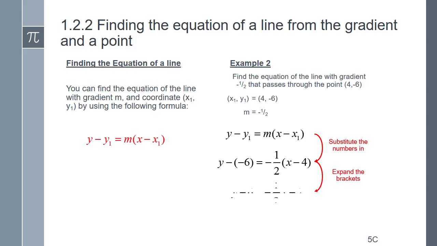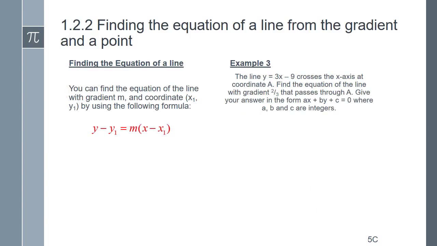Let's expand the brackets. y plus 6 is minus a half x plus 2. That's looking a bit more like it. Subtract the 6: y equals minus a half x minus 4. That's fine. Or we could rearrange it to be in the other form if we so wished. So that's the equation of the line with a gradient minus a half that passes through the point (4, minus 6).